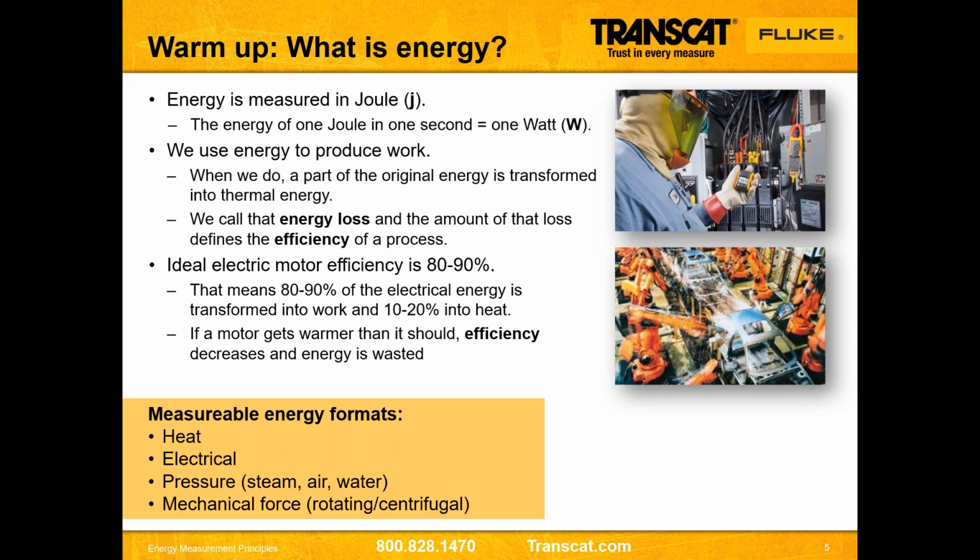Inefficiencies show up in a variety of ways, but one of those is that motors or devices get hotter. The increased heat beyond the operating range of the piece of machinery decreases the efficiency and energy becomes wasted. So we're going to measure energy in a variety of ways today. First being heat, second being electrical, third is pressure, steam, air, water, and fourth is mechanical force, rotating or centrifugal. Basically, we're talking about electromechanical loads such as motors and pumps and the like.